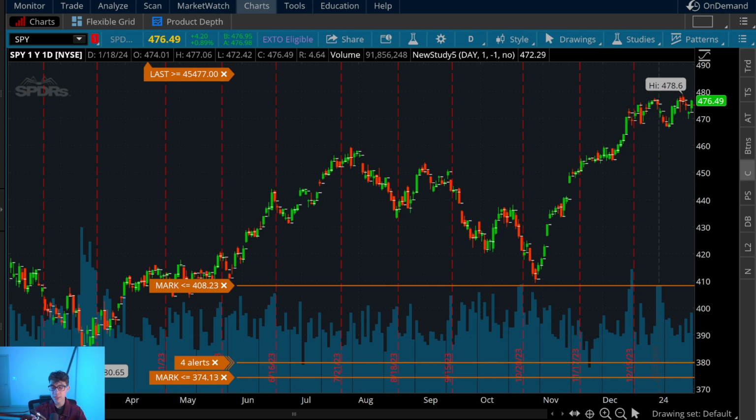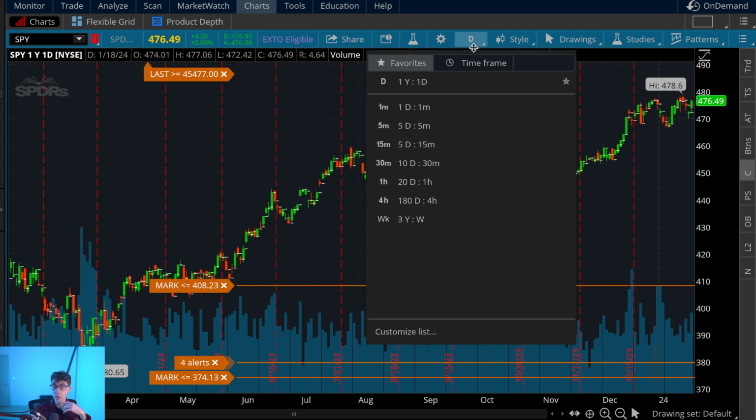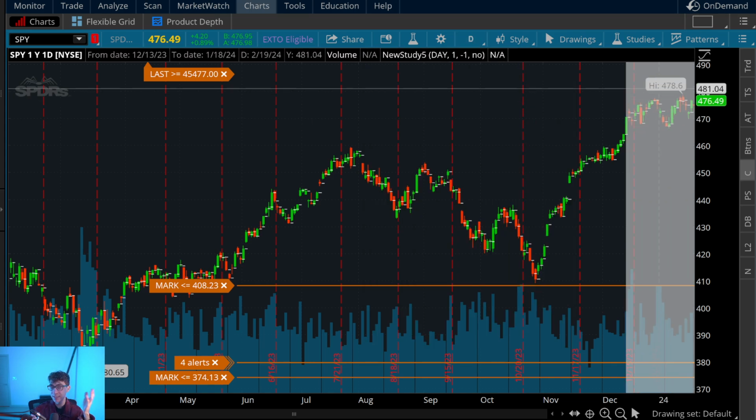I looked at my watch list yesterday. I had 3 stocks on my watch list. Every single idea that I have on my watch list played out. So I have this daily pattern trading strategy where basically I look at the daily candle.